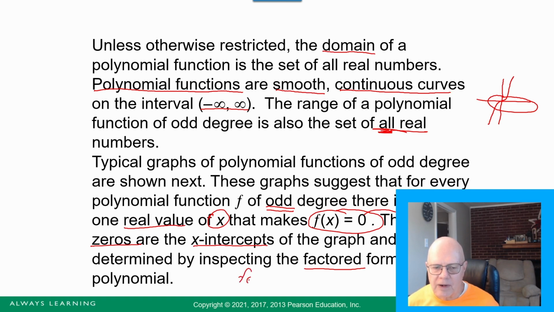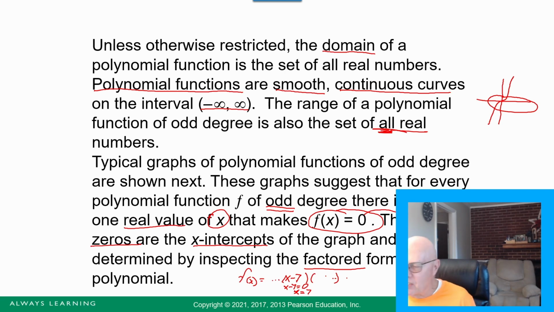If you've got a function, for example, and we're just going to put part of this. So you've got some factors here, and you've got some more. And if this one, for example, is x minus 7, set that x minus 7 equals 0. That means one of those x-intercepts is going to be at x equals 7. It's a root, it's a solution, it's a 0. All three of those are different manifestations of the same thing.